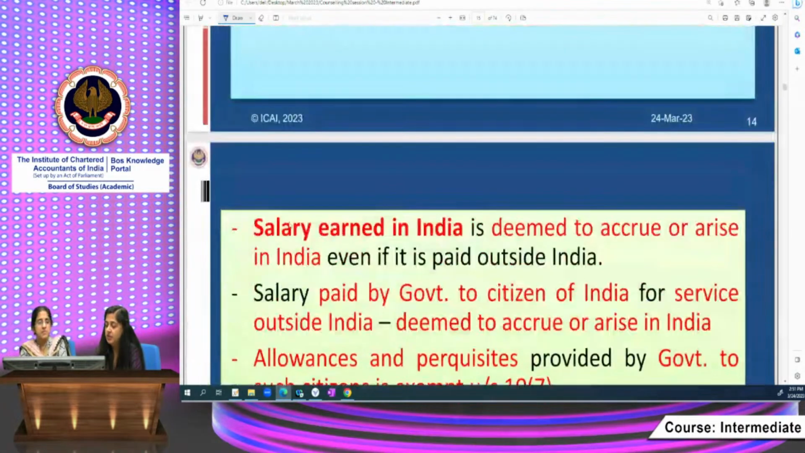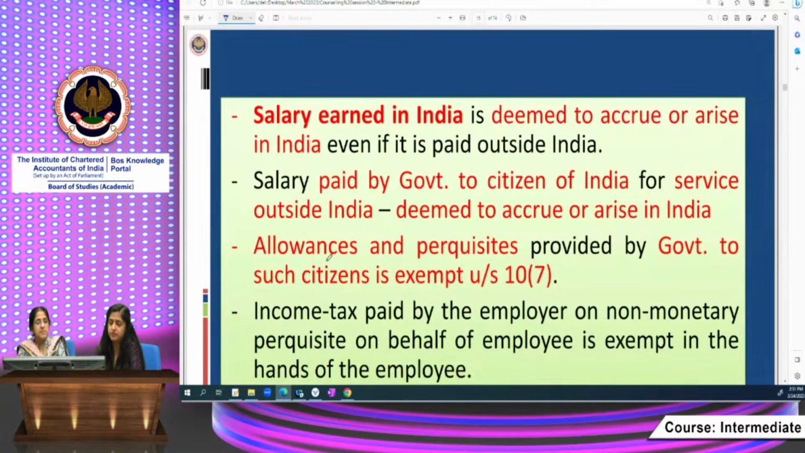Salary is taxable under this head on due or received basis, whichever is earlier. Suppose you have received some salary in advance, that is taxable in the year in which you have received it, and you will not take it into consideration in the next year when the salary actually falls due. Similarly, suppose there is an arrear in salary that is paid, but that arrear is already taxable in the previous year, so you are not supposed to tax it in the year in which the arrear is received.